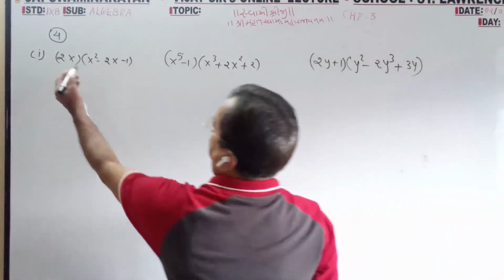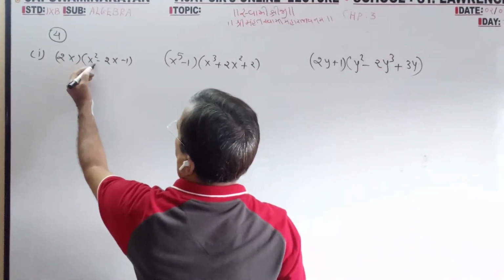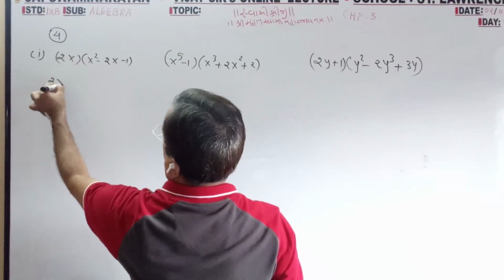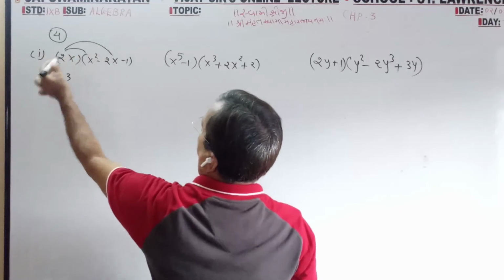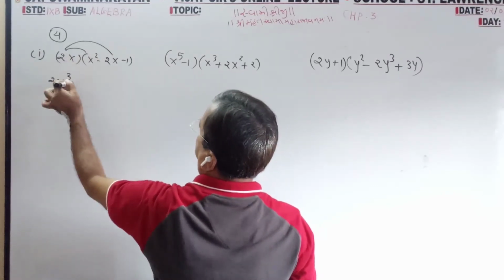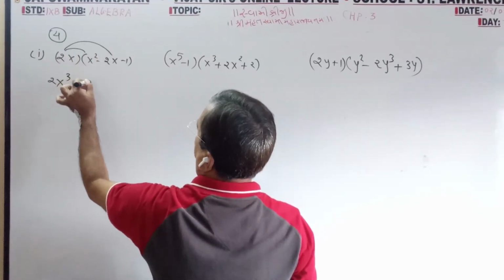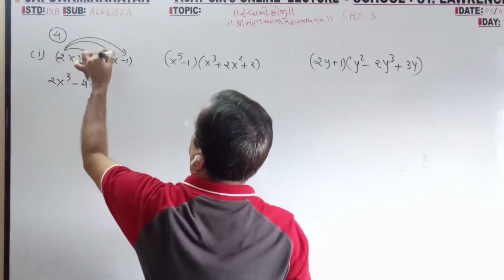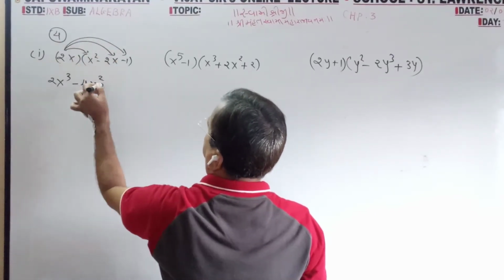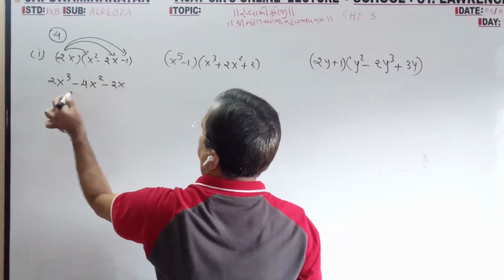Okay, now the product. This into this, first term into first term, that is 2x cube. Now 2x into 2x, plus and minus minus, 2 to the 4, x square. Now this into this, 2x with minus 1, so minus 2x. So this is the answer.